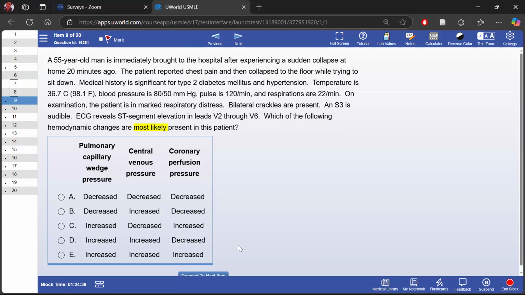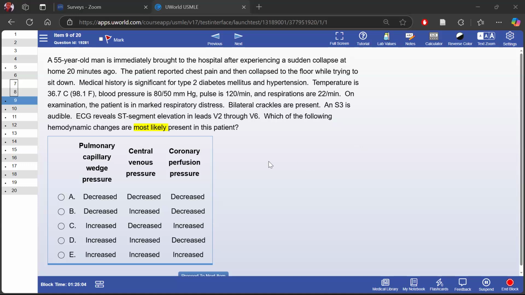So for this one, we have: which of the following hemodynamic changes are most likely present in this patient? And the examiner wants us to decide what would be the pulmonary capillary wedge pressure, whether it's decreased or increased, what will be the central venous pressure, and what will be the coronary perfusion pressure.